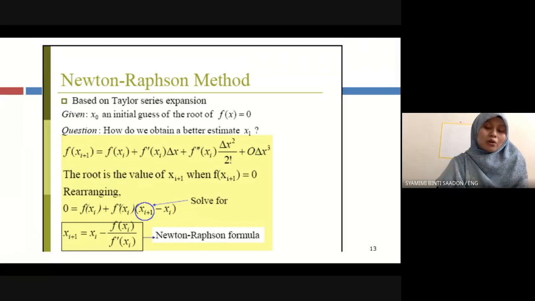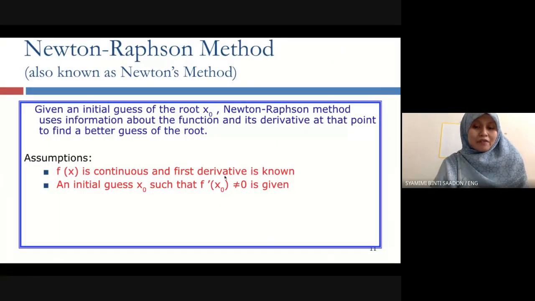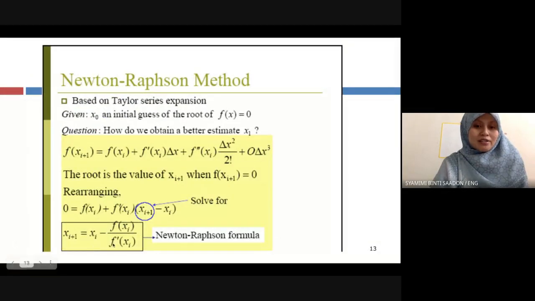So we are going to solve for xi plus 1. We will try to search for this one. We have xi that we assume. Once we have xi, we can calculate f of xi and the derivative. That is why we need the assumption just now: the first derivative must exist. Otherwise this value will be 0 or infinity, so we can't solve it. So the derivative must exist.